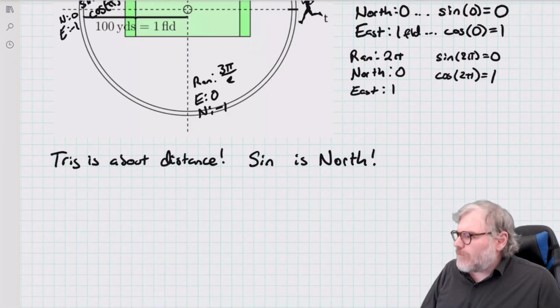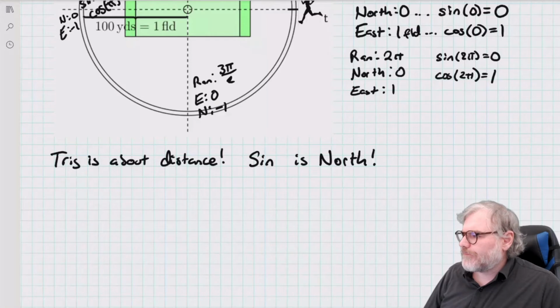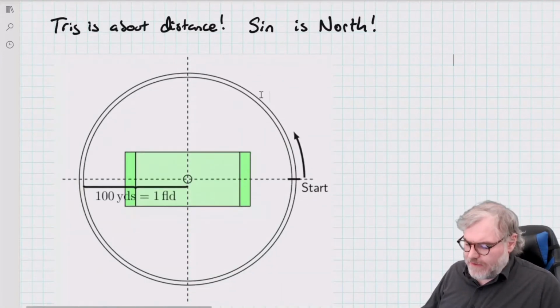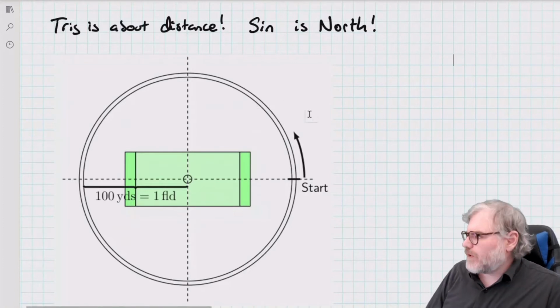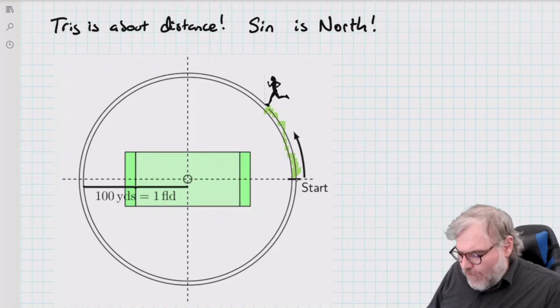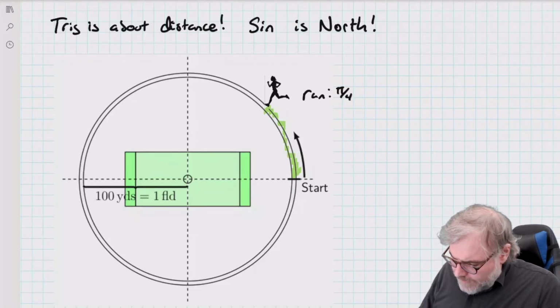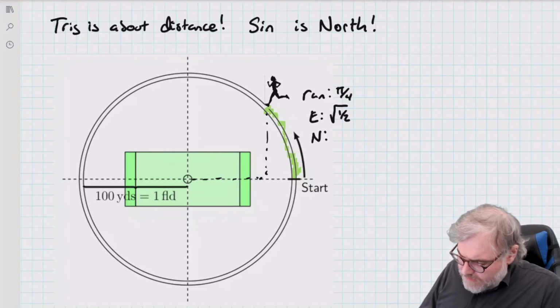What about our other little thing? What about when we went the half of the quarter? Let's make a new one. What happens when we are up here again? Okay, well, same proof we had before. The halfway of the quarter circle, so that is pi over 4. Now, from our previous proof, our eastiness is the square root of 1/2, and our northiness is the square root of 1/2.